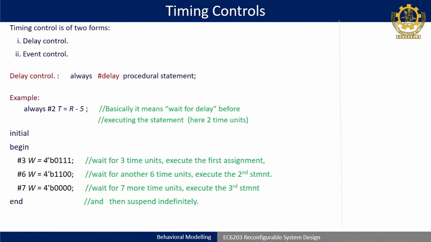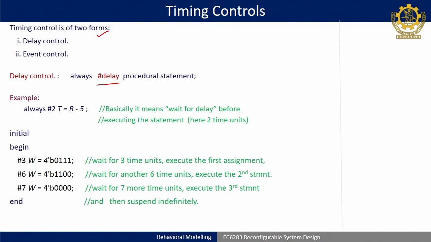Now, coming to timing control. By this time you might have understood that there are two forms of timing control supported in procedural constructs or behavioral modeling of Verilog. One is called delay control, another is called event control. In simple terms, delay control is specified by using hash delay, hash some constant value, but instead of a constant you can also pass an expression, that we will see through examples.